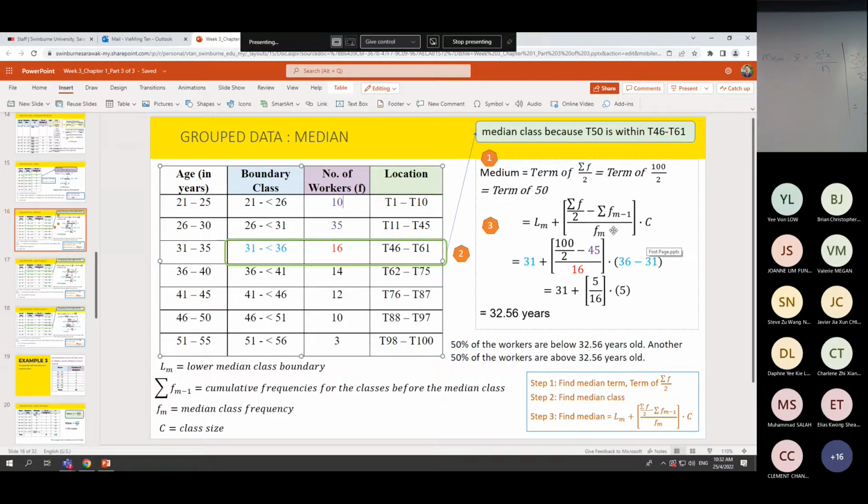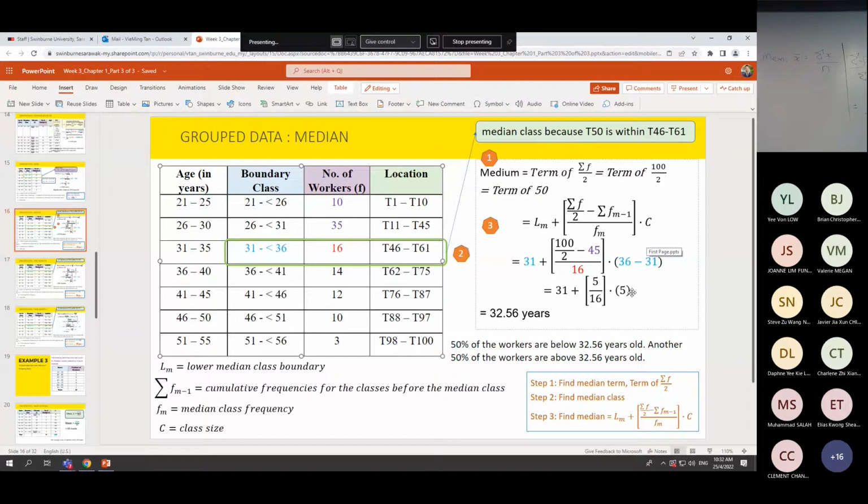How about this one? This is FM, that means the frequency at the median class. Exactly at the median class. The median class is this one. So 16 is the frequency for the median class. So substitute 16 to here, to the denominator. Okay. C is the class size. For class size, we have to use the upper boundary minus the lower boundary of the median class. So it's 36 minus 31. 36 minus 31, you'll get 5.